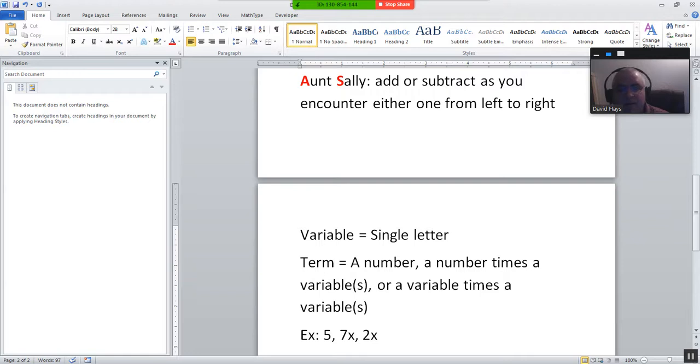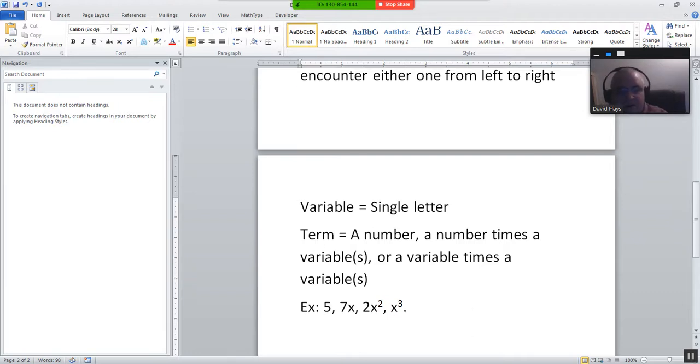2x squared would be a term. Now you might say, well, you didn't say anything about exponents. Well, 2x squared, let's think what that means. That means 2 times x times x. A number times variables. I didn't say they couldn't be the same variables. And when we're saying variables, we're talking about multiplication. Or a variable times a variable, that'd be like maybe x to the third, because x to the third is x times x times x. Variable times variable. Those are all examples.